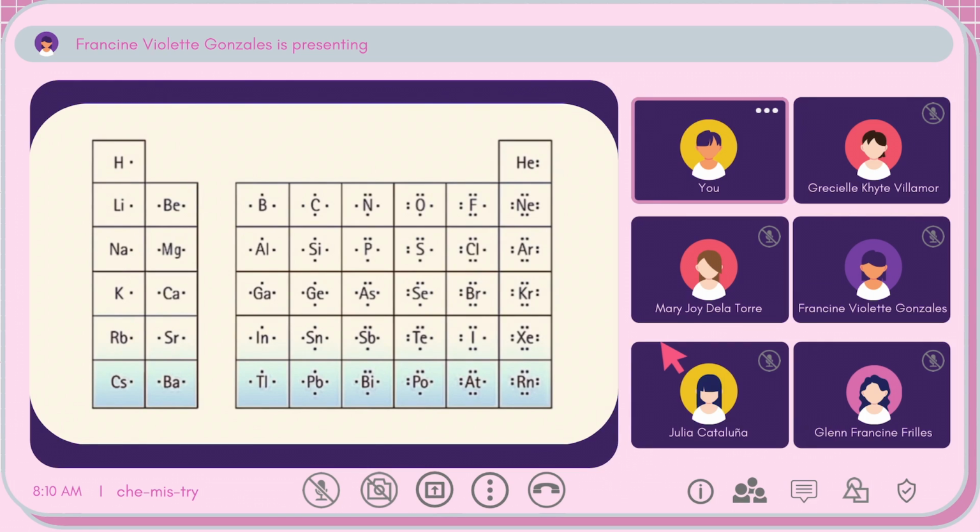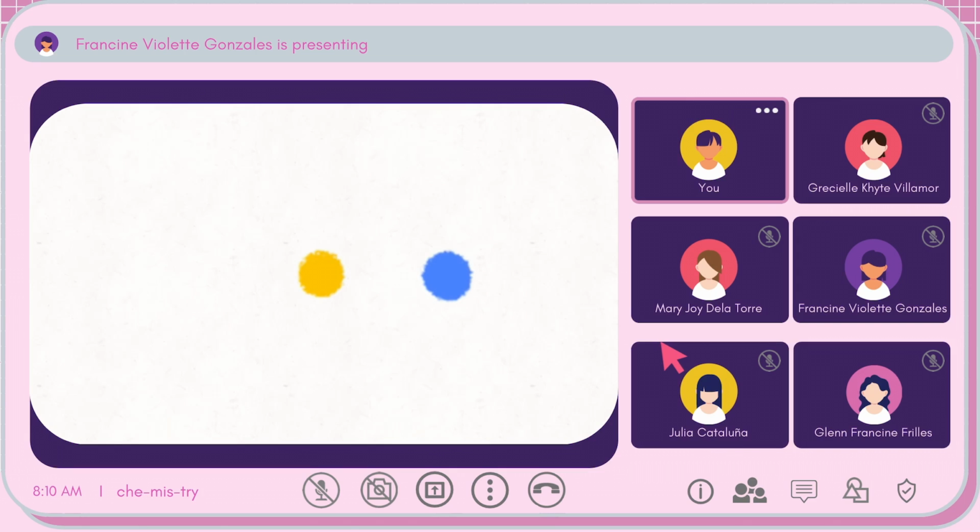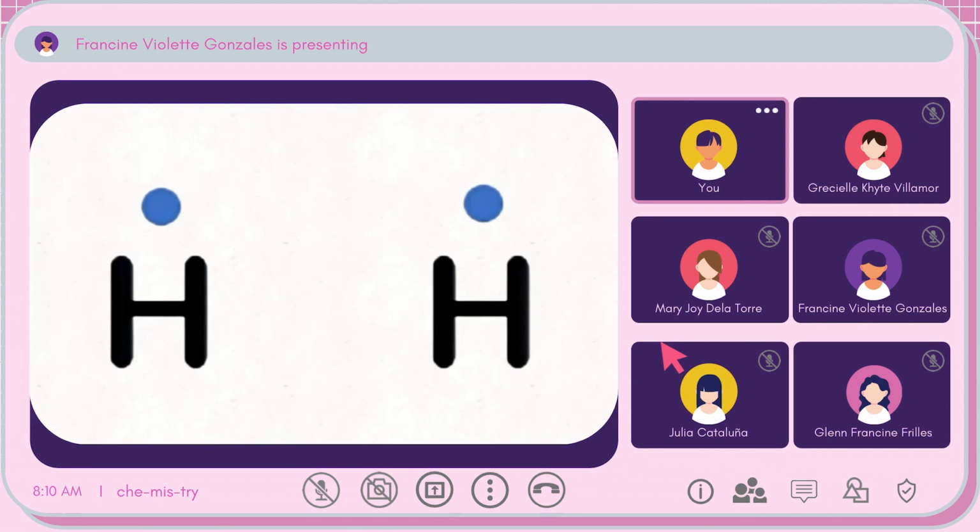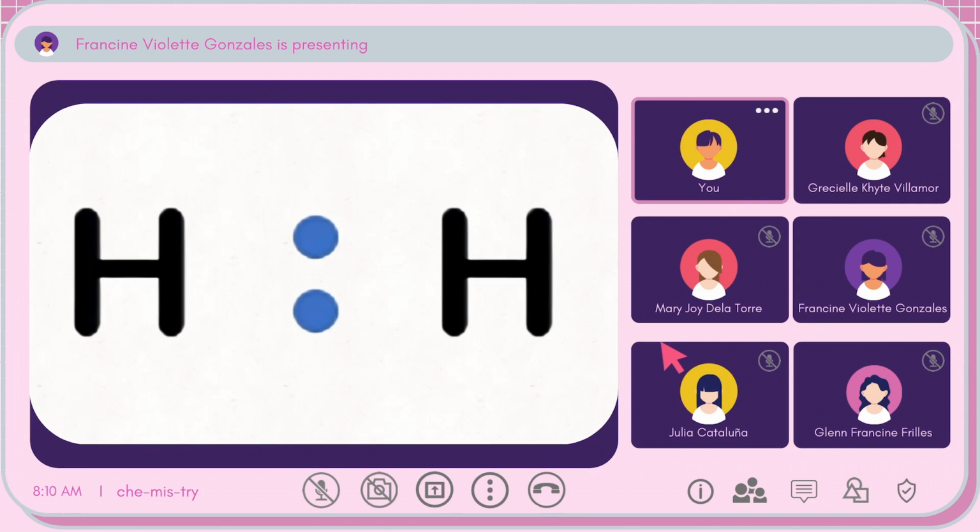Elements in the first row, hydrogen and helium, usually want to gain 2 valence electrons, while the second row elements want to have 8 valence electrons. Hence, elements like oxygen and fluorine would want to satisfy their octet. So back to the example element H. If 2 hydrogen atoms combine, they're going to share electrons and form a bond.